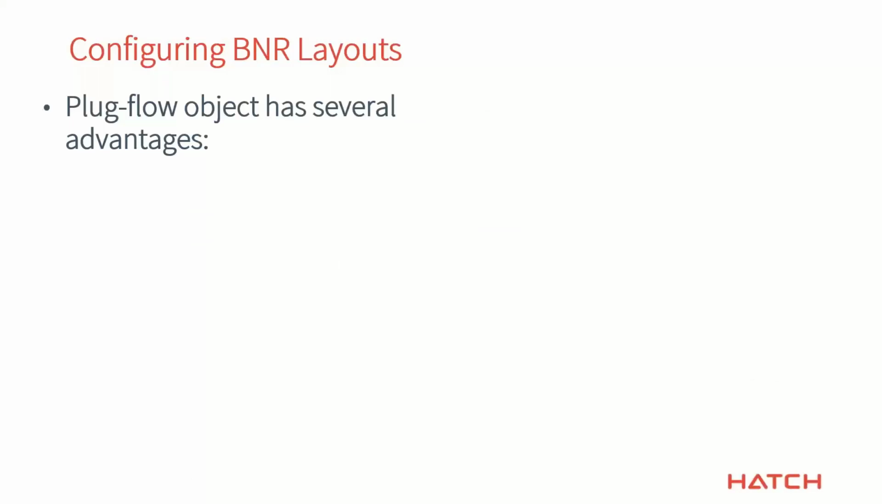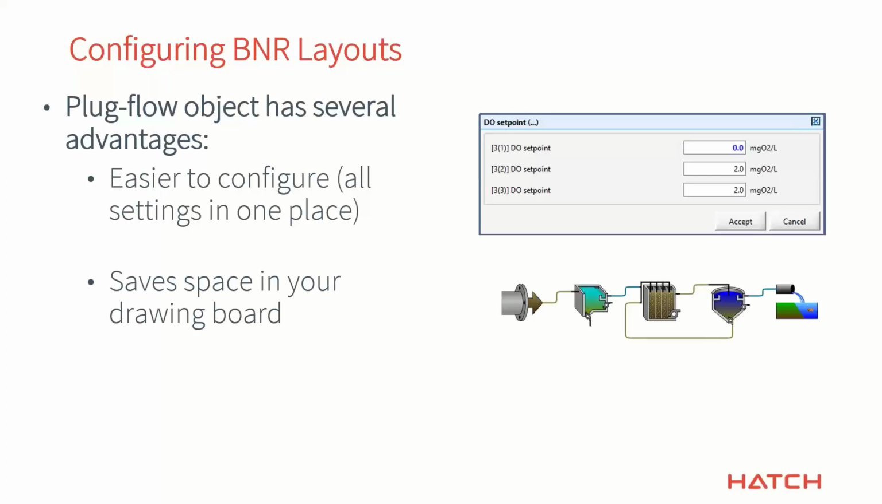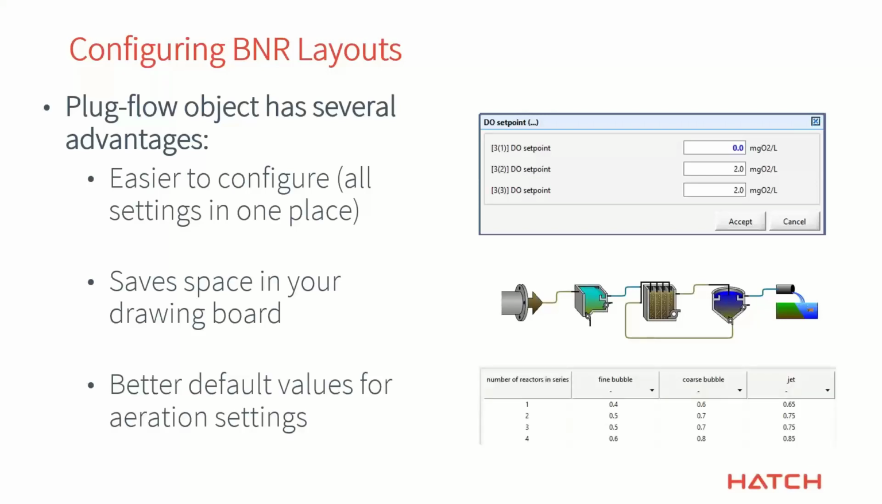I tend to focus on using the plug flow object. Sometimes I might combine it with a CSTR up front or something like that. But for the most part, I like it because it's a little easier to configure. All the settings are together in one place in one menu. So for example, if I wanted to change around some aeration settings and I had to go to each individual aeration menu, that's a little long and cumbersome compared to just opening up one menu where all of the set points are together in one place. It also saves some space on your drawing board. So if you're modeling a relatively complex facility, it might be useful to have enough space on your drawing board by combining a bunch of units together.